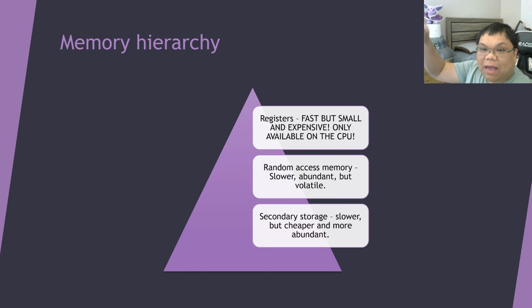So at the very top we have registers. Fast, but small and expensive. They are part of the CPU, and they can only hold 1 word each. What is 1 word? Well, for our purposes, 1 word is going to be either 32 bits long or 64 bits long, depending on the architecture. So it can only hold 1 word of memory. That's it.